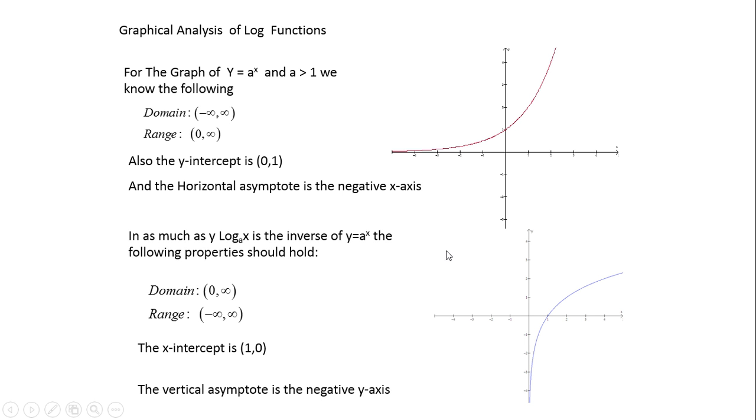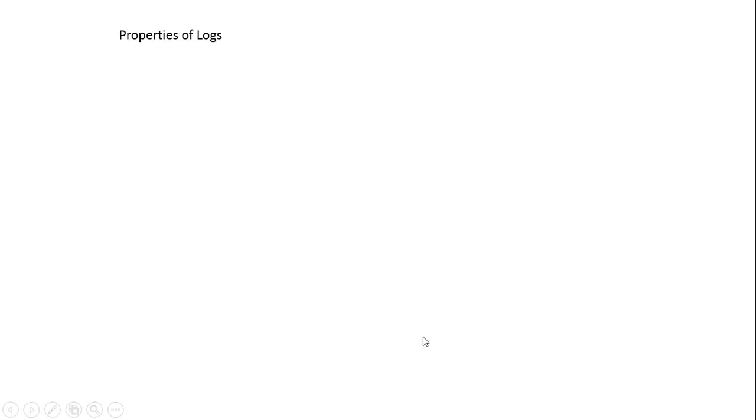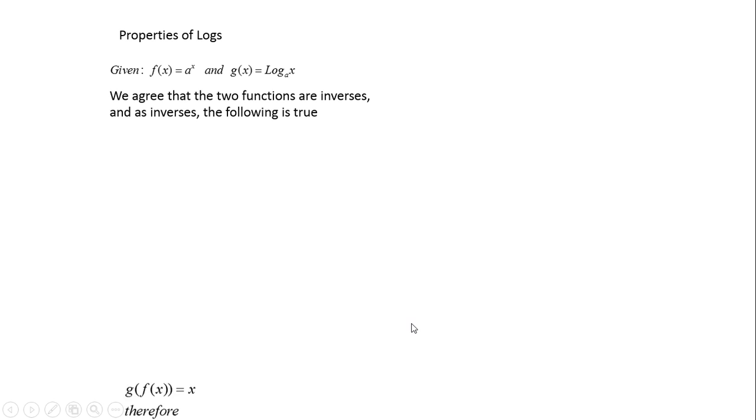So a couple things to recall. Domain, only positive values. Can't take the log of zero, can't take the log of a negative. The range, everything. Okay, the x-intercept's at 1, and the asymptote is along the negative y-axis. Okay, so with that in mind, we should be able to come up with some properties as such.